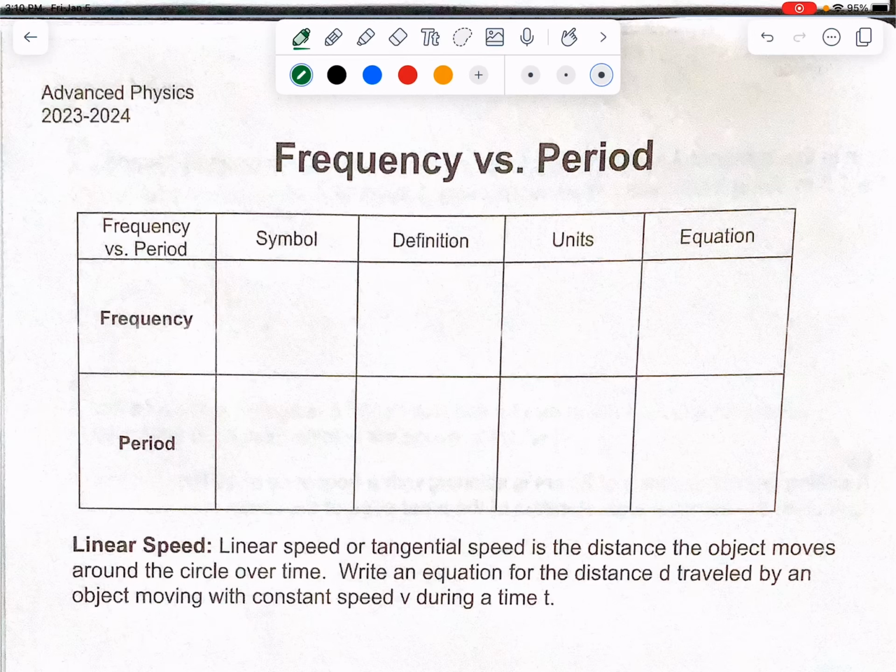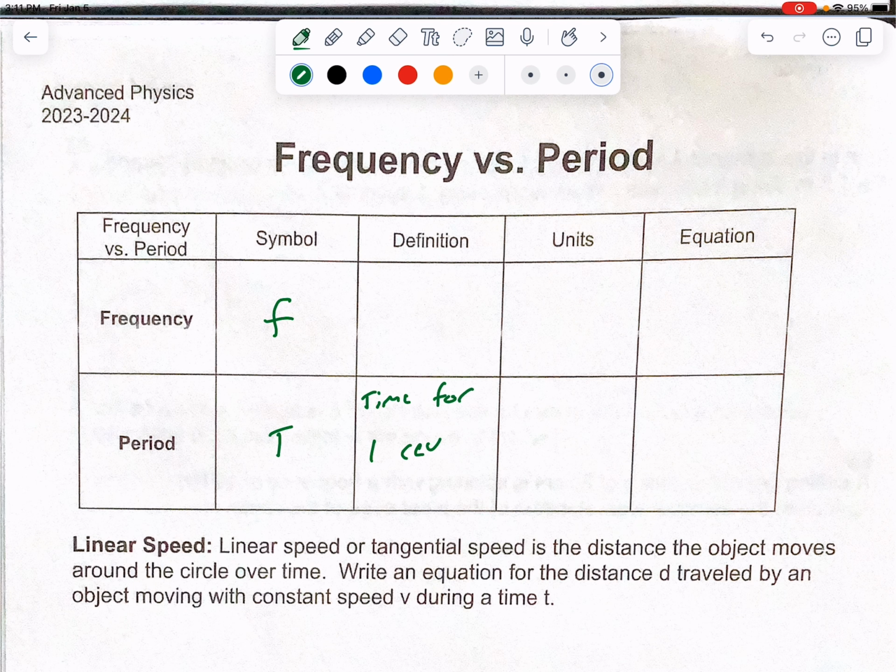All right, so this video is going to go over pages 6 through 8 in your circular motion packet. We're going to talk about frequency and period again. Remember, those two are different. Frequency, we're going to start off with a symbol lowercase f, and your period is going to be a capital T. Now, period is the time it takes for one revolution. So time for one revolution.